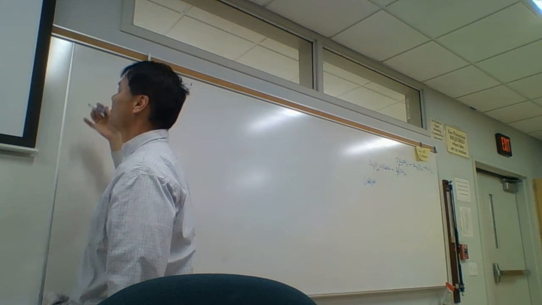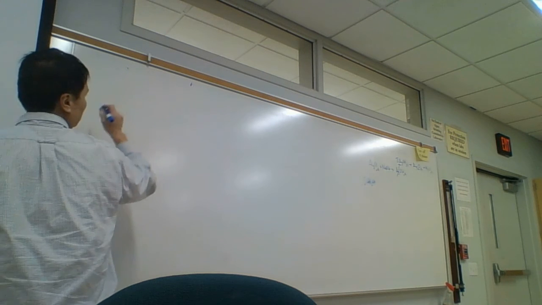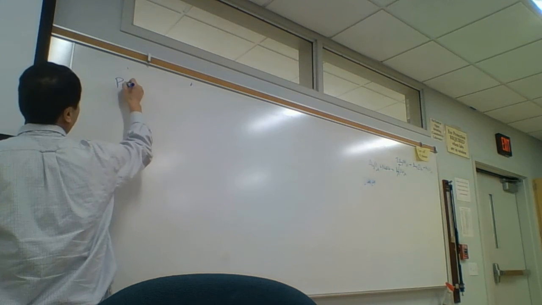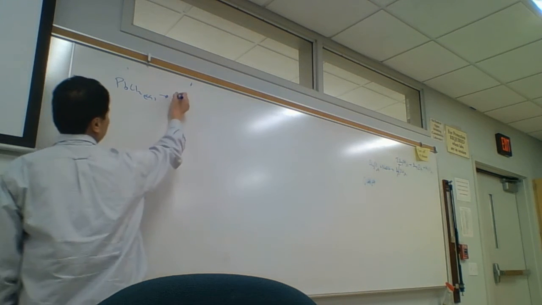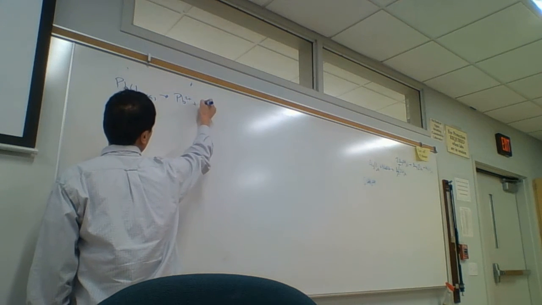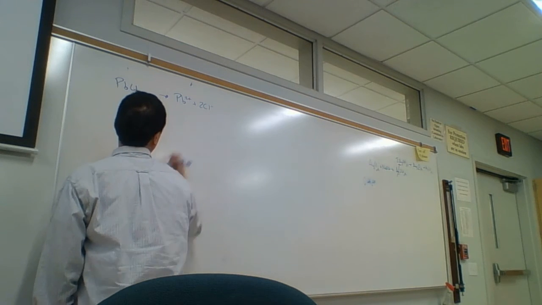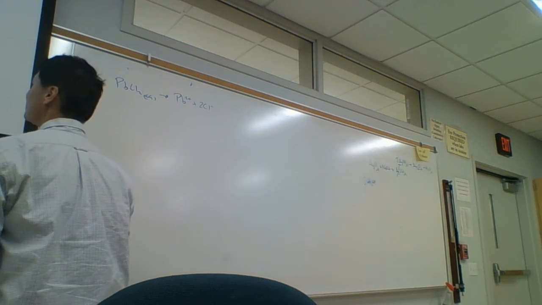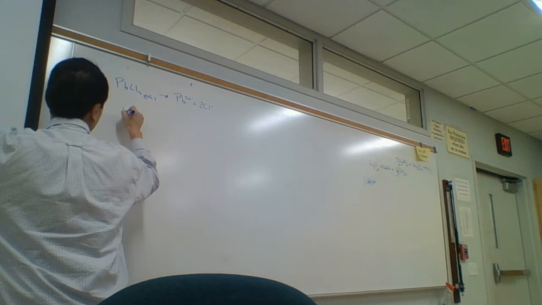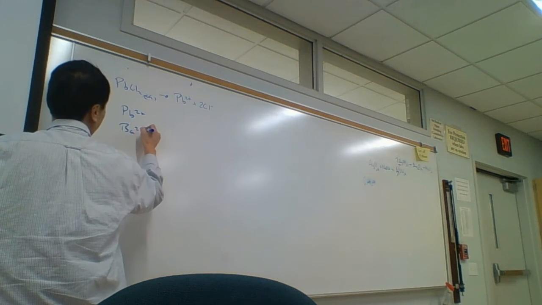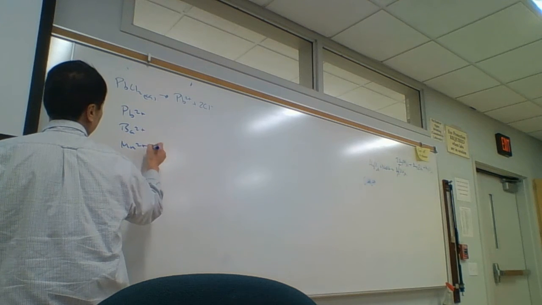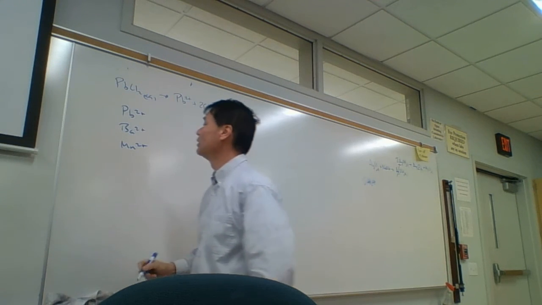Okay, now as we go for the test for lead, we have PbCl2 aqueous. It's a strong electrolyte, so it's going to form Pb2+ and 2 chlorides in solution. And so what we're going to have is lead ions, barium ions, and manganese ions in solution. And then what are we adding to it?